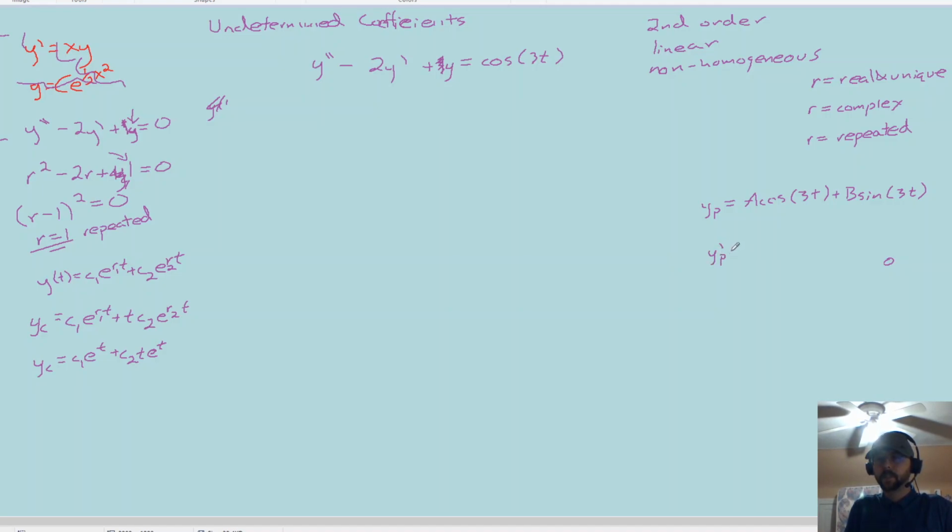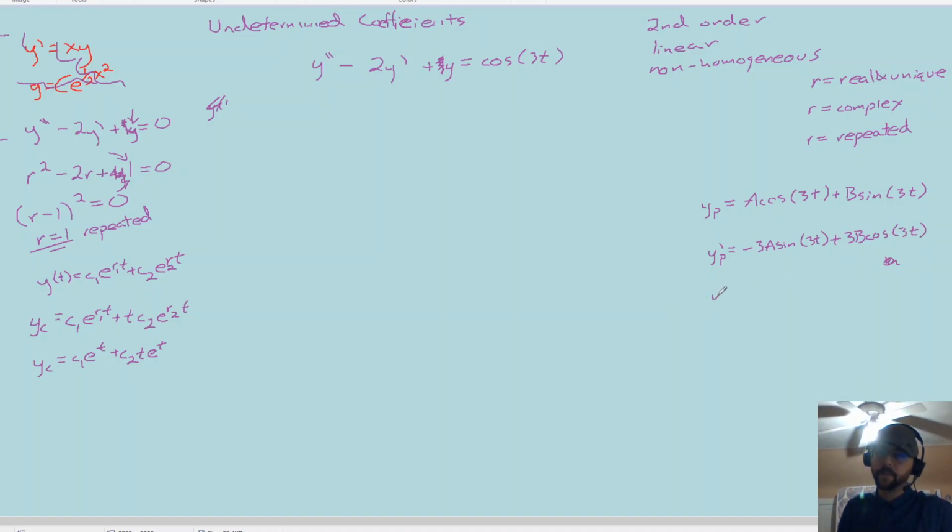of the particular equals the derivative of a cosine of 3t, which is going to be negative 3a sine 3t, and then the derivative of the other side will get us to plus 3b cosine 3t.